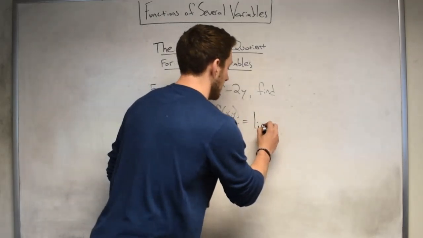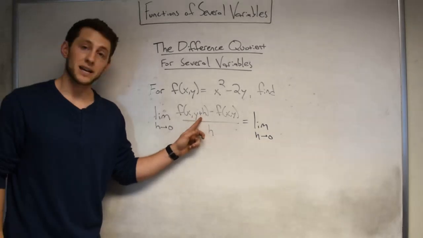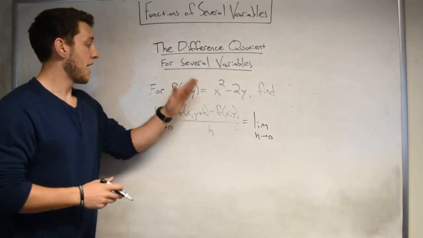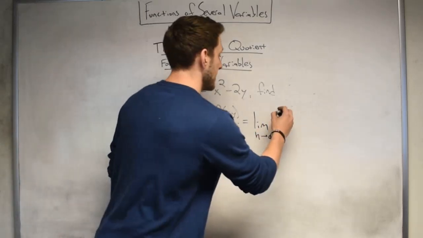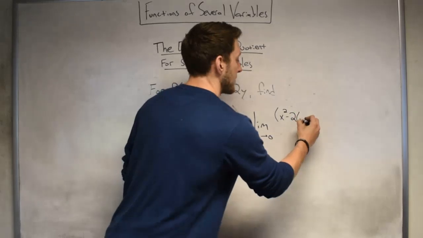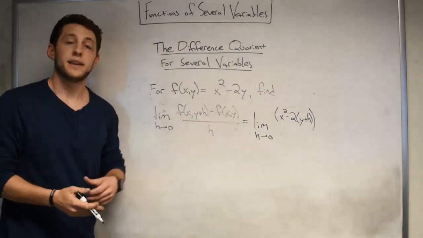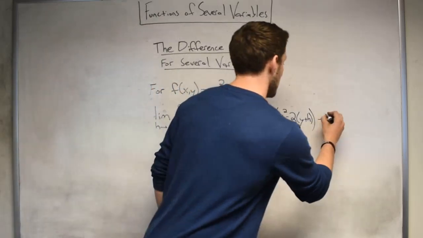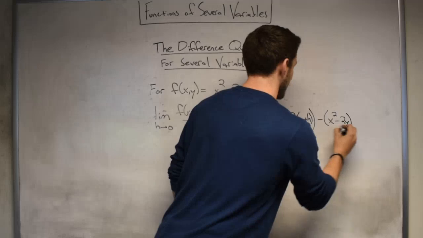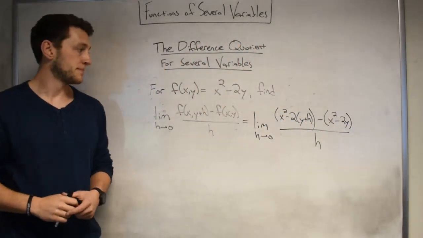As normal, go ahead and plug in y plus h wherever you see a y while keeping x the same. So f of x comma y plus h is the function x squared minus 2 times y plus h. Now subtract off the entire function, original x squared minus 2y, and then remember we're still dividing by h.